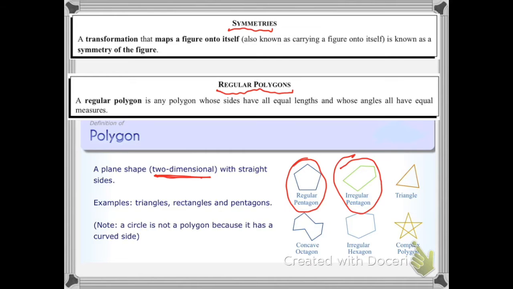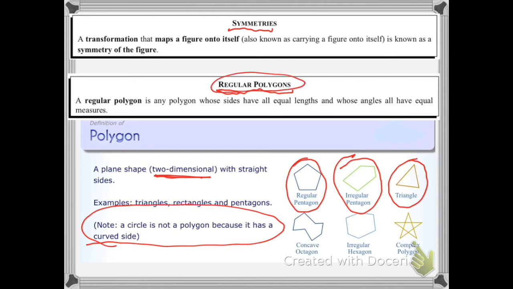We also have this case here, a triangle, which you can say a regular triangle is an equilateral triangle, right? If all the sides are the same and all the angles are the same. Now note that a circle is not a polygon because it has curved sides. And in order to meet the definition of a regular polygon or just a polygon in general, you need to have straight sides. Got that?